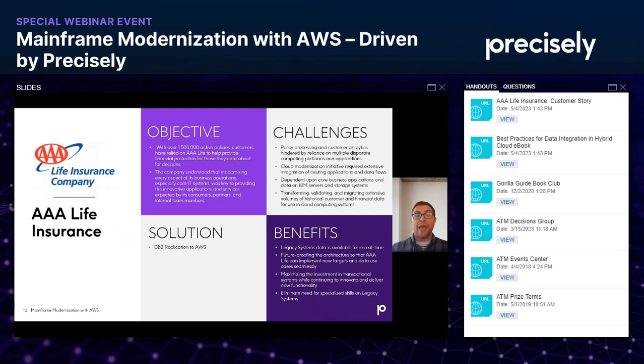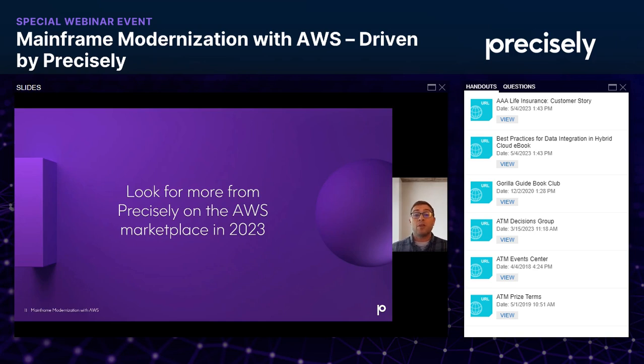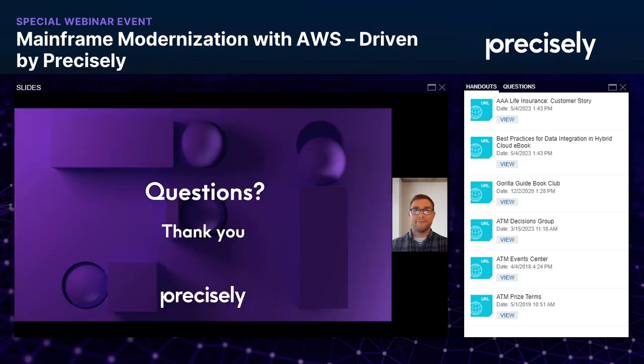So that's a quick look at the background of the market, the new offering that we've announced with AWS, and also some specifics around the files that we support and a customer use case that we facilitated to help meet their needs. And so as we move forward into 2023, please look out for more from Precisely on the AWS marketplace. We are looking to continue to build on this partnership, but we are very excited about the launch, the announcement in 2022, and delivering tremendous value to our customers.